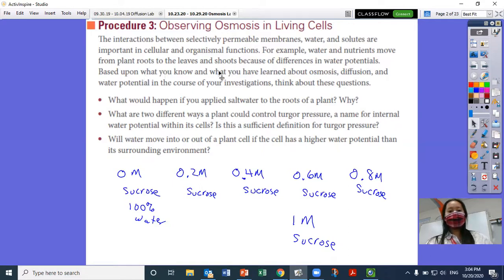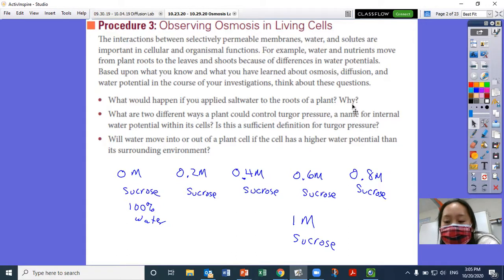Based upon what you know and what you have learned about osmosis, diffusion, and water potential in the course of your investigations, basically the last 2 diffusion labs that we did, think about these questions. What would happen if you applied salt water to the roots of a plant, and why? You want to think about what happens when water is going to move based on water potential, right? We know that pure water compared to salt water has a higher water potential, which means that water is going to move from where it's pure to where it's salty, right?